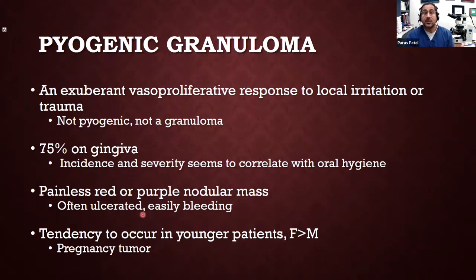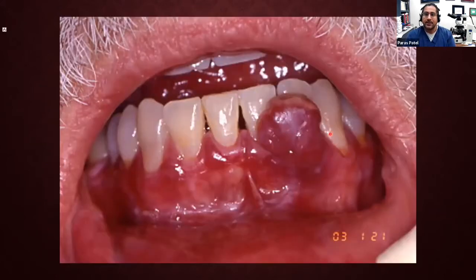Oftentimes it's going to be this vascular appearing lesion that's painless, but it may bleed readily whenever you manipulate it. So red to purple in color. Oftentimes you'll have an ulcerated surface, and it does have a tendency to occur in younger individuals and females more often than males. So this is one in a gentleman here on the lower anterior gingiva. And again, when we excise a lesion like this, we want to make sure we scale and root plane in this area, removing any sort of local irritant that may be causing it. Clearly, we've lost some of the tissue in the interdental papilla here.